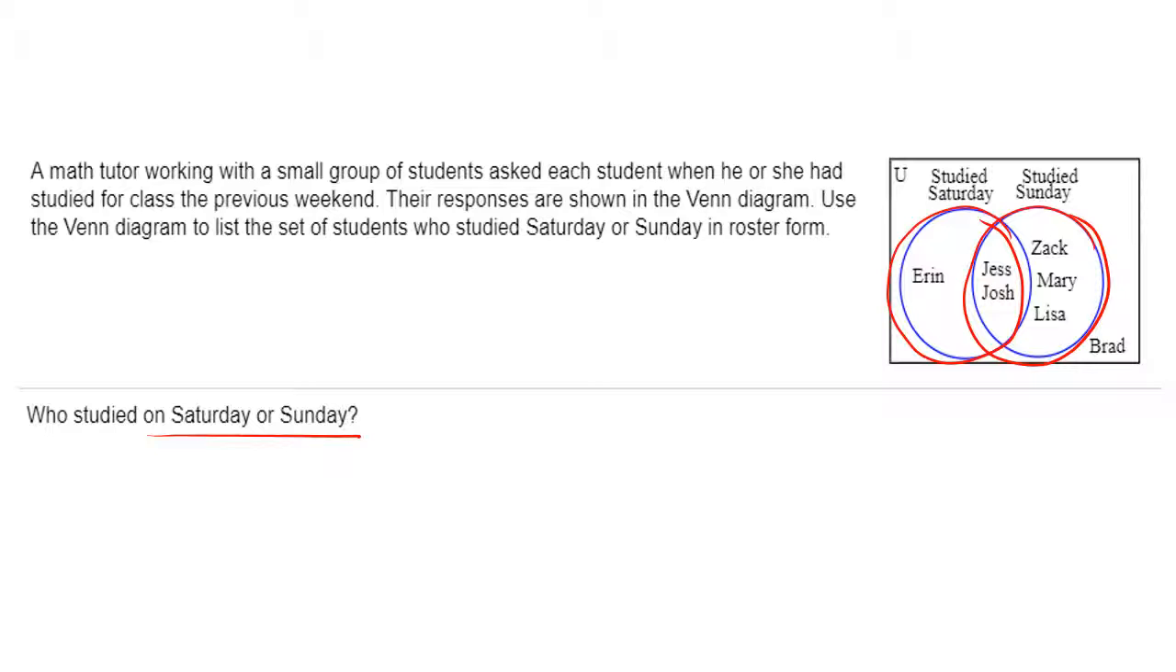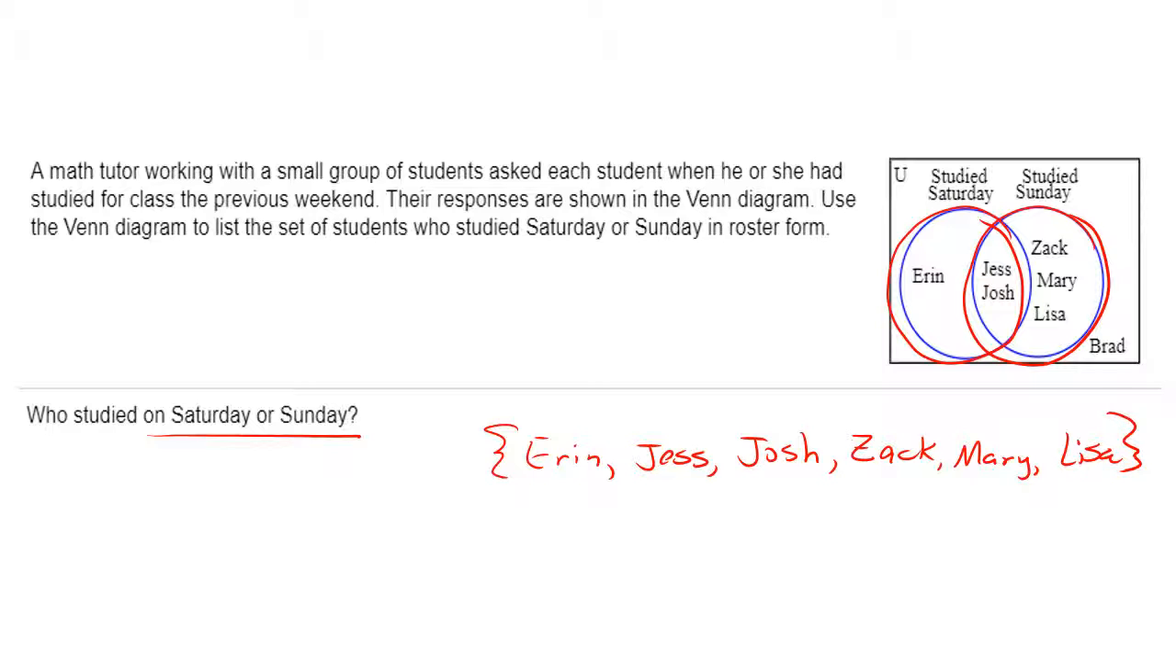So if we wanted all the students who studied either on Saturday or Sunday, then it would include all of those students. So we have Aaron, Jess, Josh, Zach, Mary, and Lisa. If you notice, that looks a lot like the union. Normally the word or implies union, and if we had seen the word and, that implies that we need to take an intersection.